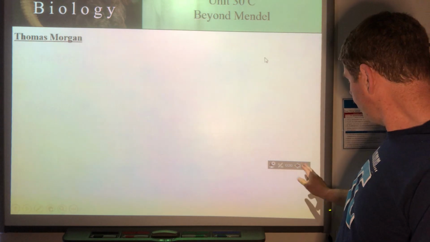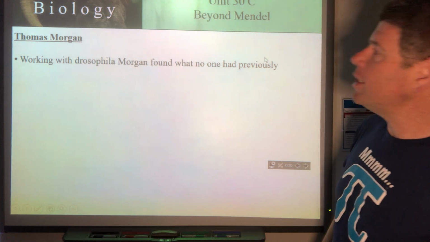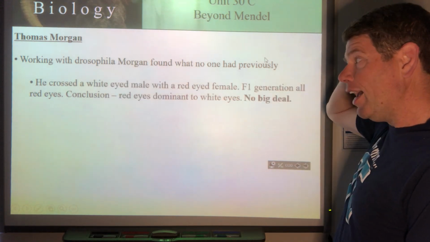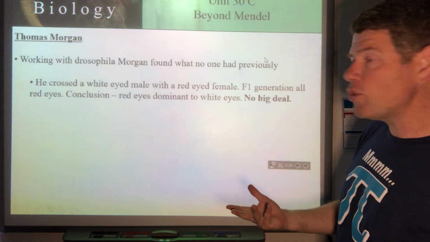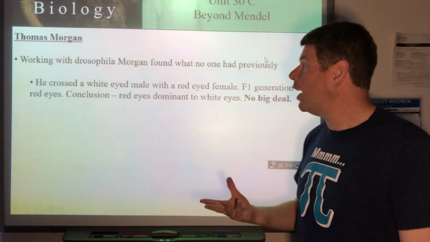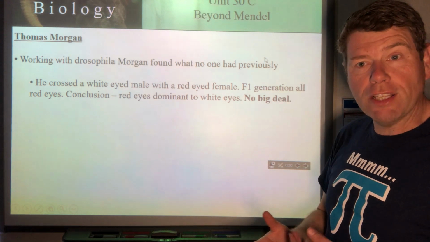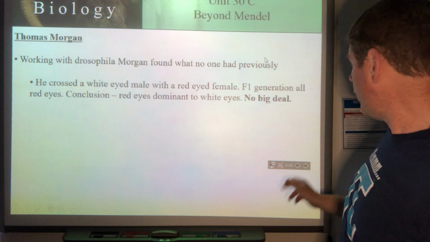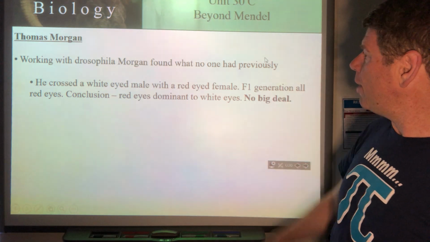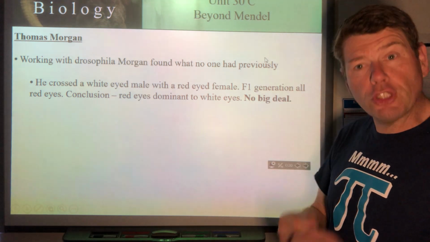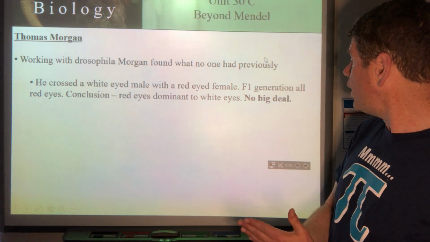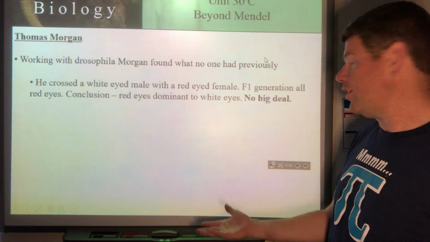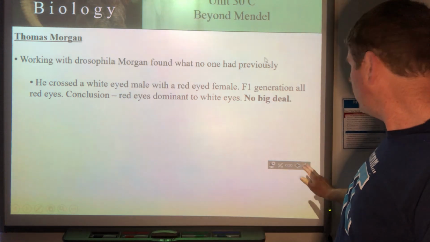Thomas Morgan, a good name to know, was an experimenter working with Drosophila doing genetics crosses, and he crossed a white-eyed male, looking at eye color in fruit flies. Remember that red is what we call the wild type, the dominant type. White is recessive. He took a white-eyed male and crossed it with a red-eyed female, and they were pure breeding. All the F1 generation had red eyes. Conclusion: red eyes are dominant to white eyes, no big deal. That's normally what we would expect.